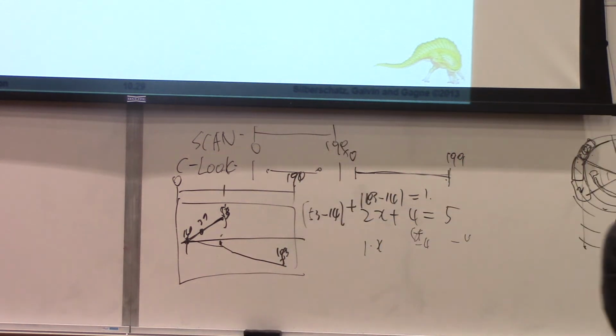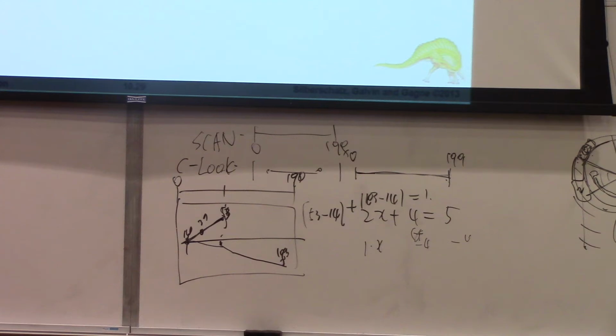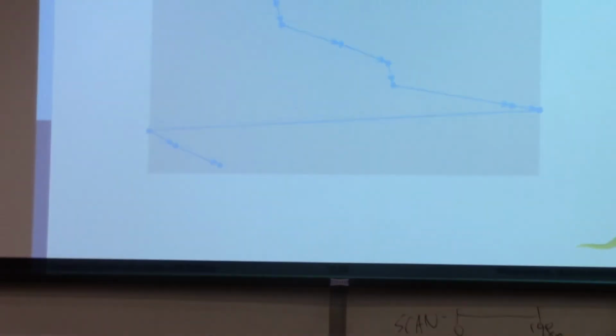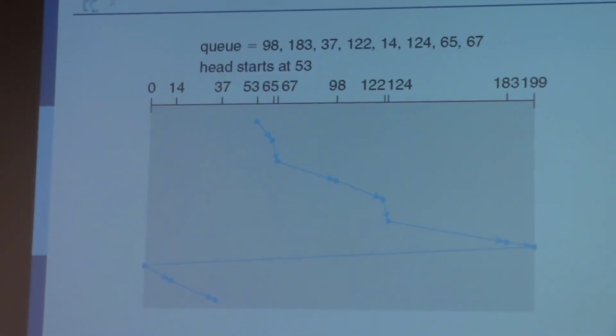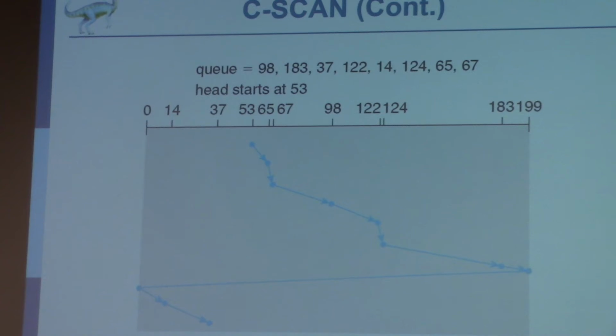So the difference between scan and look is whether they touch the beginning and end of the cylinder. Scan and C-scan differ as two-way versus one-way. Look is two-way and does not touch both sides, and C-look is one-way, but also does not touch both sides. So these are the possible disk scheduling algorithms.